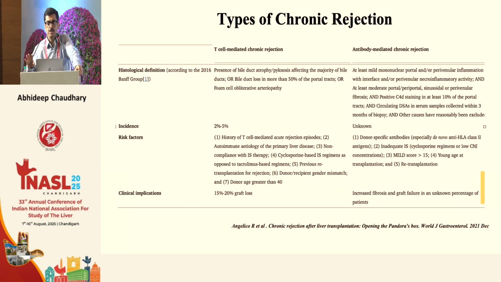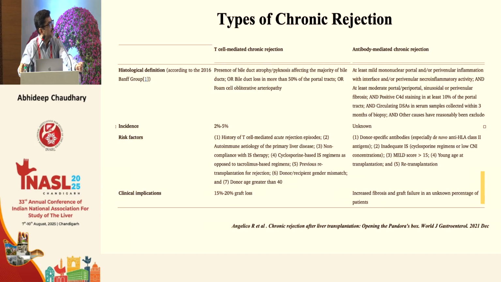Now, when we talk about these kinds of rejections, we have to look at whether it is T cell or B cell, and as I said, there can be a combination of both. And BANFF 2016 has given a clear picture of what to expect when you do a biopsy of these patients, and accordingly these are characterized. The incidence mentioned is around 2 to 5% for T cell and B cell or antibody-mediated chronic rejection. The exact incidence is not known, because until 15 or 20 years back it was thought that it does not happen. But with tolerance studies, we got to know this happens, and we are still trying to find out the exact incidence.